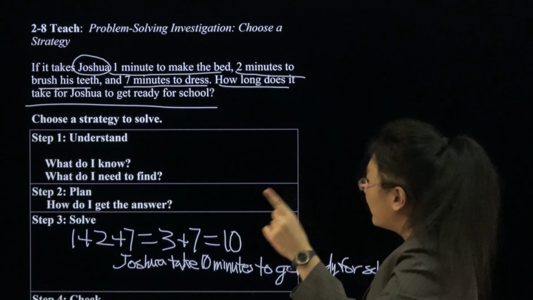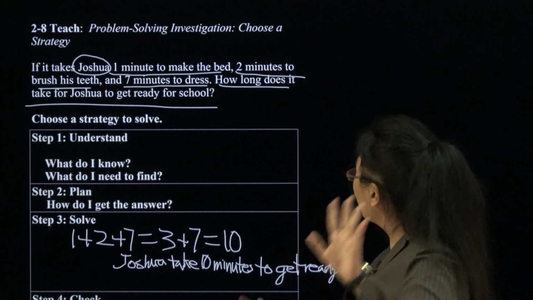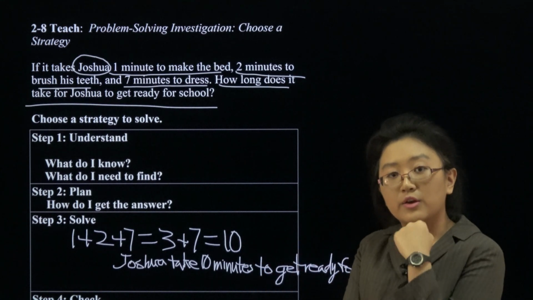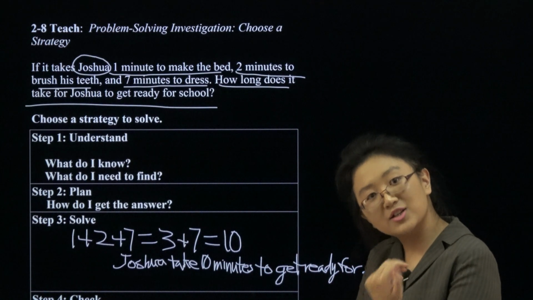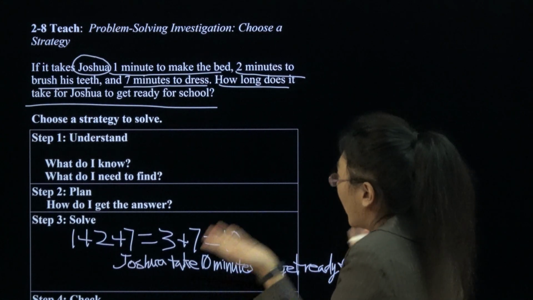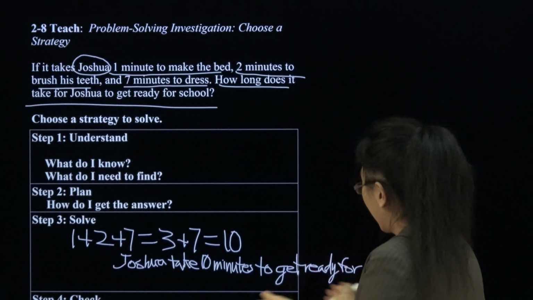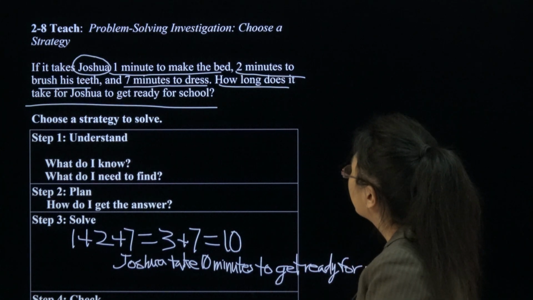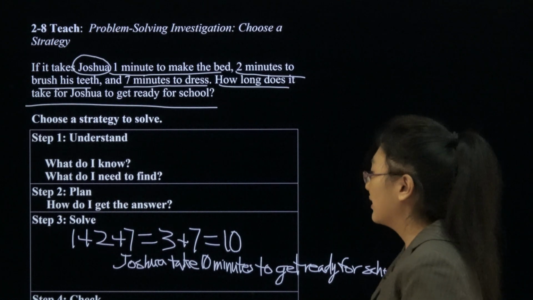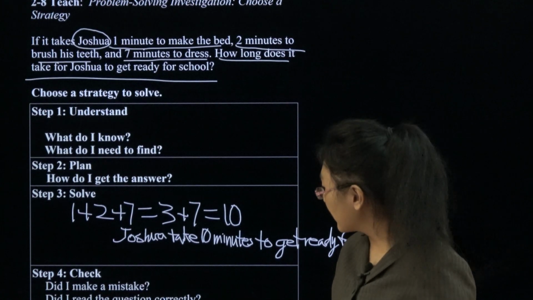1 minute to make the bed, that's 1. 2 minutes to brush his teeth, that's 2. And 7 minutes to dress, okay, that's 7. You read the question properly. Congratulations. Now, well, I guess you've got all your facts correct. And you did all your calculations correct. So, you've answered the question correctly, or at least you should.